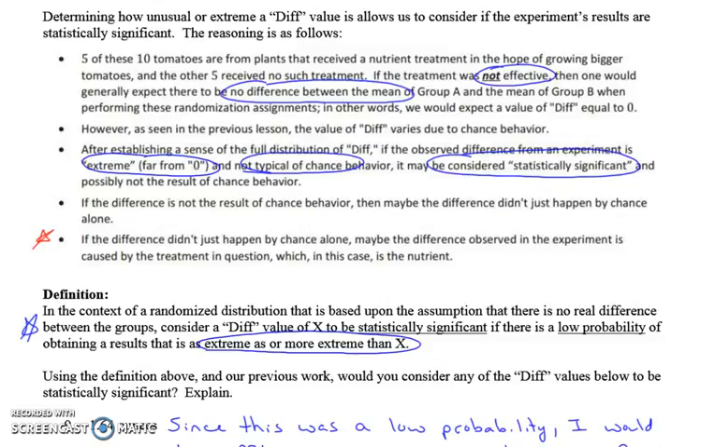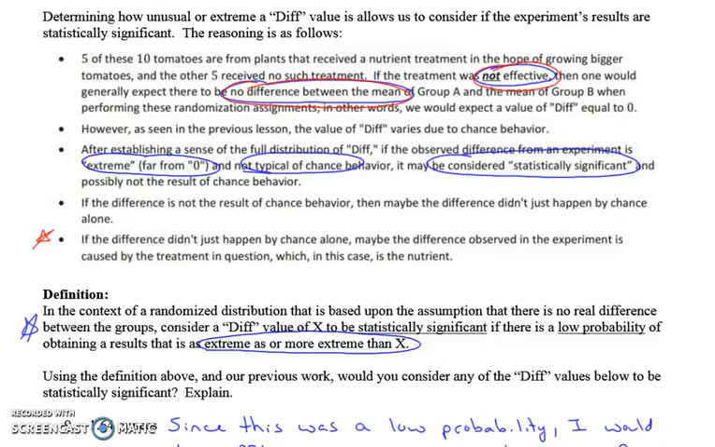Okay, hopefully what you picked out of this reading was, if the treatment was not effective, if the treatment that I applied, maybe the nutrients that I applied or the dog food that I used, if it wasn't effective, then I wouldn't see a difference between the means. There's no difference between the means, the treatment was not effective. And that makes sense, right?